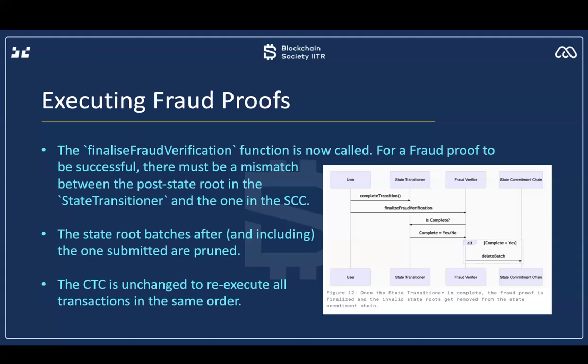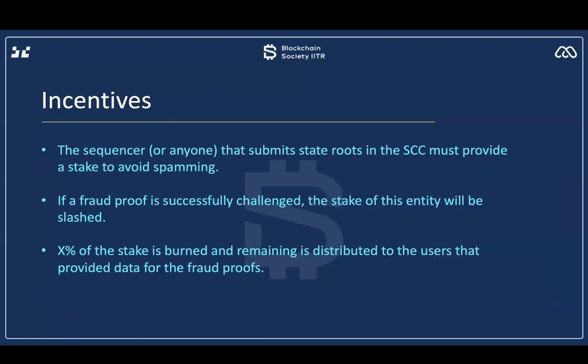Now, you might have a few questions, like what if someone spams fraud proofs, and what if the sequencer itself spams a lot of states in the hopes that at least one state is not checked, so that an invalid state is passed. In order to mitigate all of this, Optimism runs on a proof of stake mechanism. The sequencer, or basically any party, can submit the state on the state commitment chain. But in order to do so, they have to first put some amount as a stake, right? So this avoids spamming, first of all, because not everyone can do it.